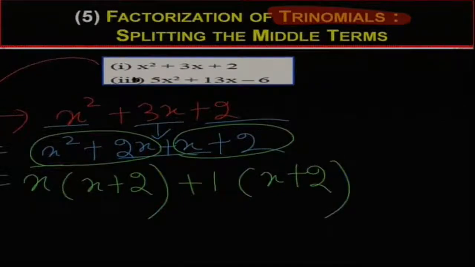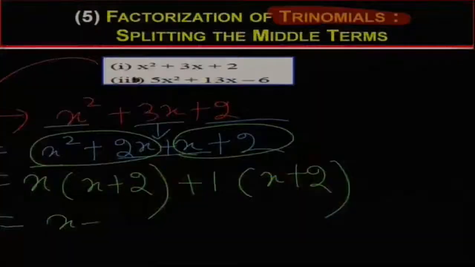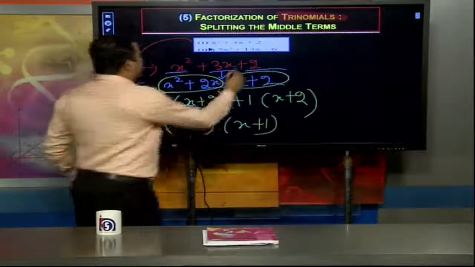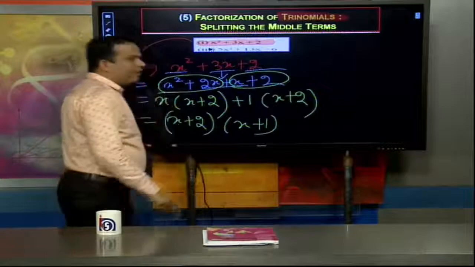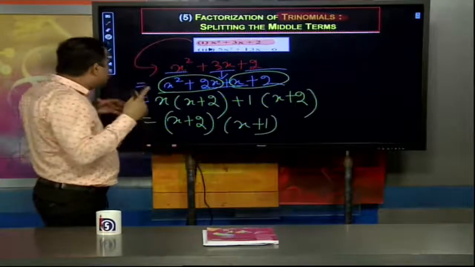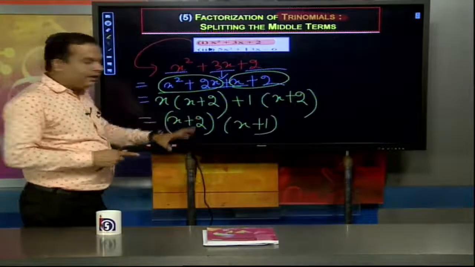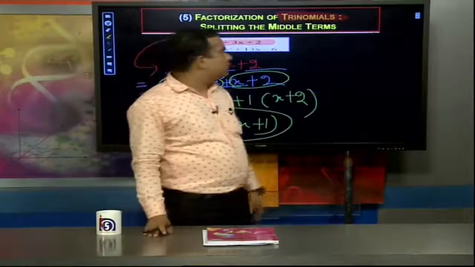Okay. Now you will find x plus 2, x plus 2 दो बार है. So हम common ले जाएंगे. So I can write x plus 2 into x plus 1. What you observe? Now you observe that I can say x square plus 3x plus 2. When we factorize by splitting of the middle term, you find there are two factors, and x plus 2 and x plus 1 are the two factors of the polynomial x square plus 3x plus 2.